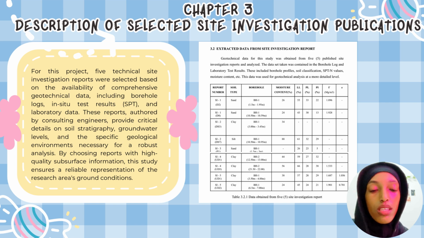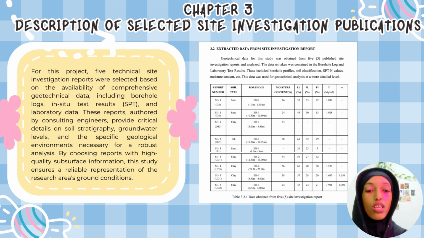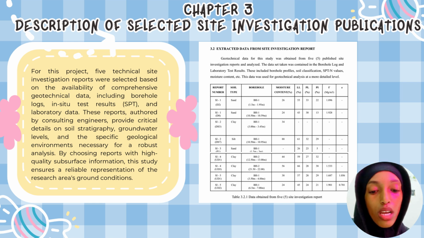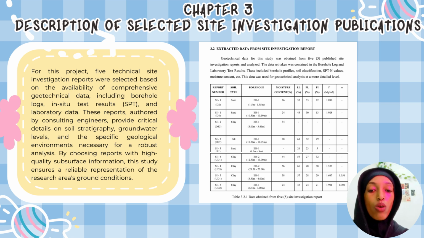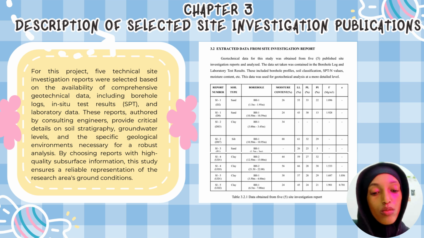The 5 site investigation reports cover different locations in Malaysia, including Selangor, Pahang, Penang, and Perak. The soil types include sand, silt, clay, and granite formation. All reports include borehole logs and SPT results, while some also include bulk density and void ratio data.